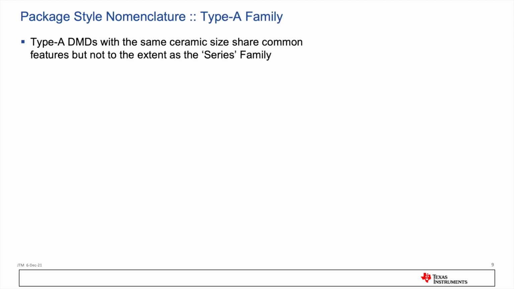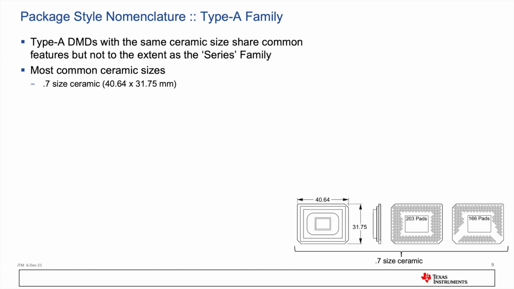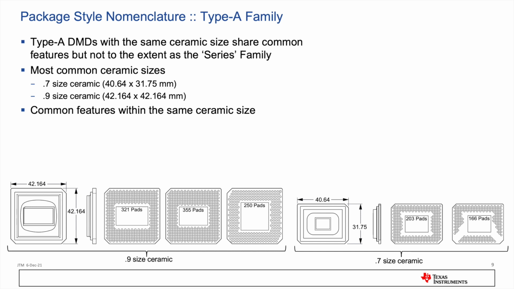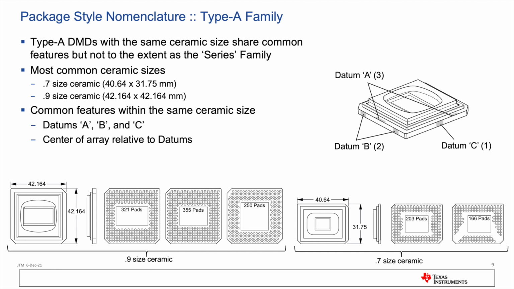DMDs with the same ceramic size share common features, but not to the extent the series family do. The most common ceramic sizes are a 0.7 size and a 0.9 size. Common features within each size include datums A, B, and C, and the array center relative to the datums.